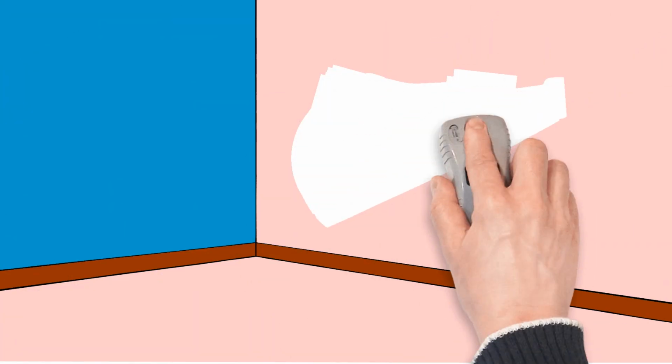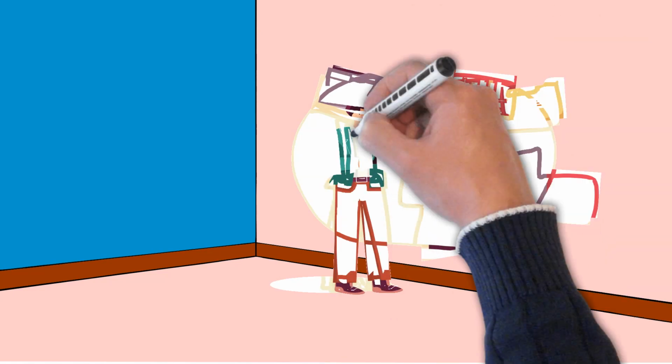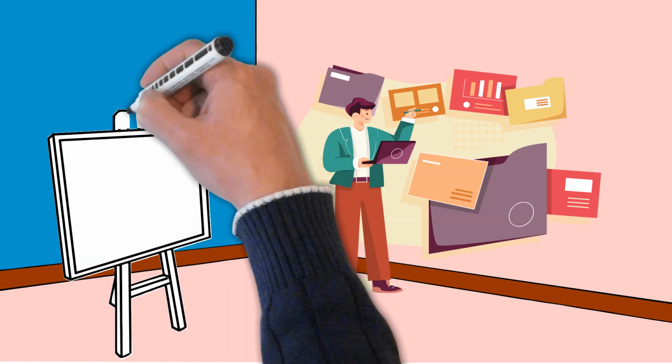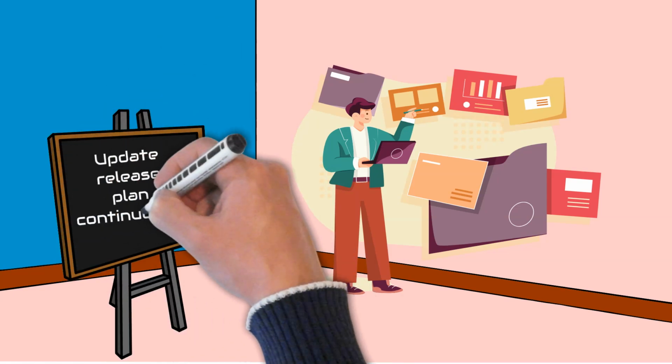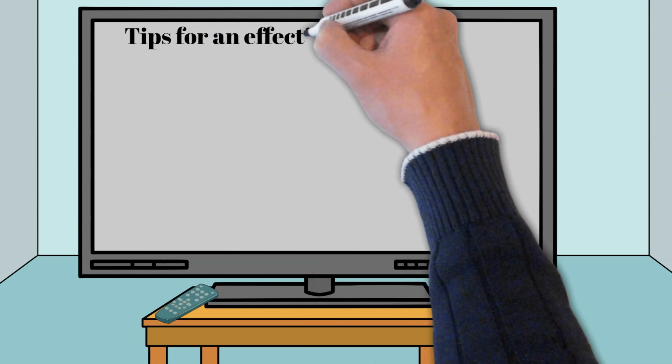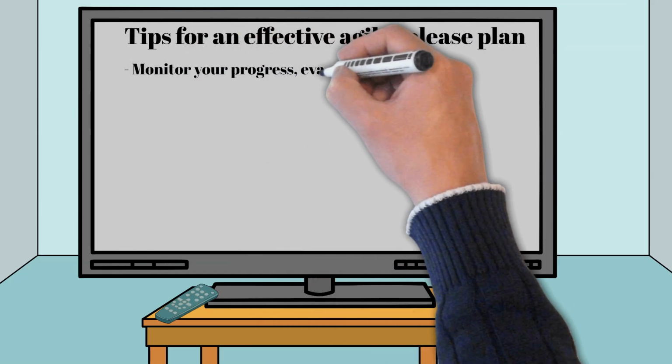Update the release plan continuously. Once you start moving towards your goals, you should update your plans. It's a good practice to freeze the sprint backlog and not make changes to it. However, when you are planning your next sprint, you should review your release plan and update it based on what your team has learned. A few good tips for an effective Agile release plan.